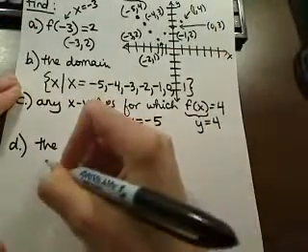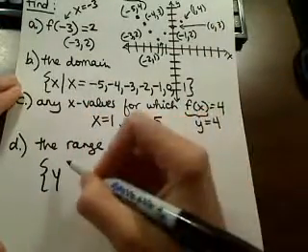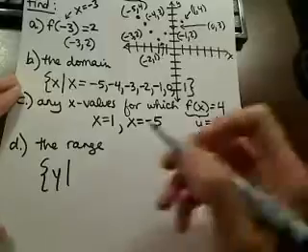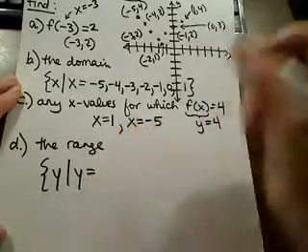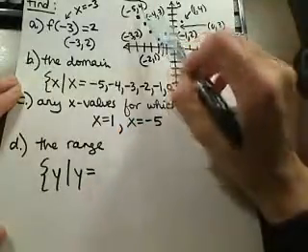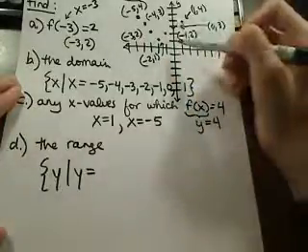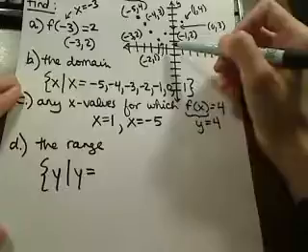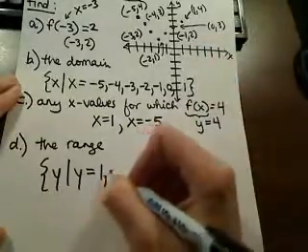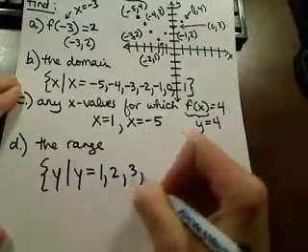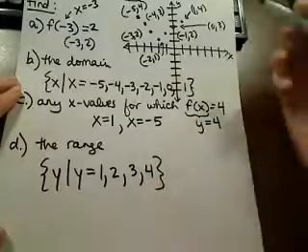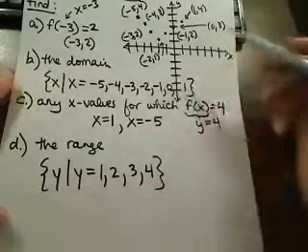Okay. And the range is referring to our y values, where we have y values. So in set notation, that would be y such that y is, and we can just read off the y coordinates on our ordered pairs here. And so basically, we have y equal to 1, 2, 3, and 4. Okay. So that's it on this problem.